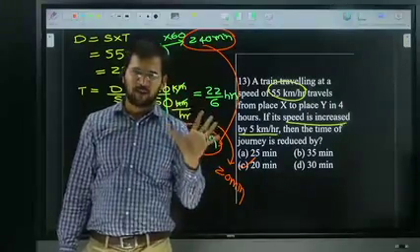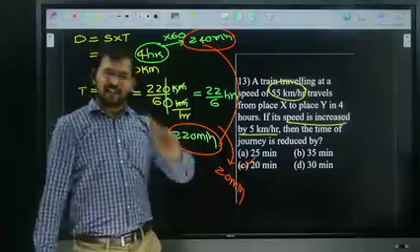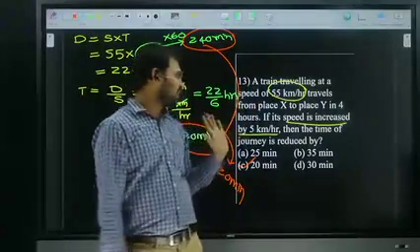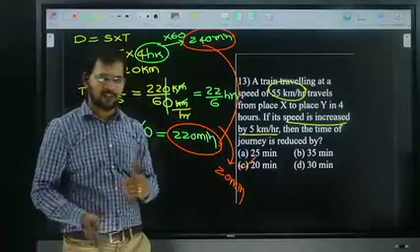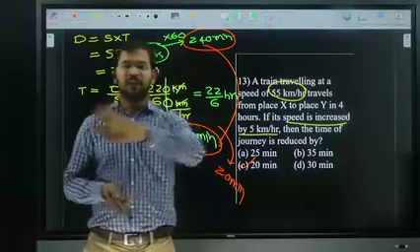Without using any formula, look at me. First of all, I will explain orally. Here the distance is constant, because the distance from x to y will be equivalent to the distance from y to x. All of you clear? So here distance is constant.